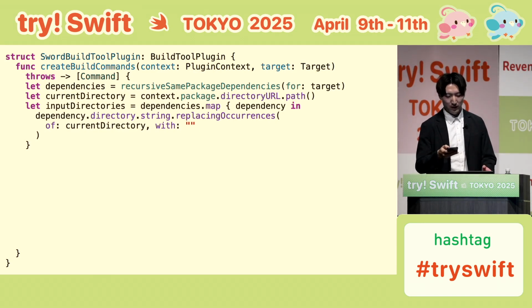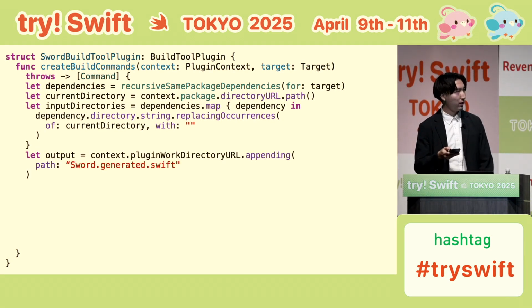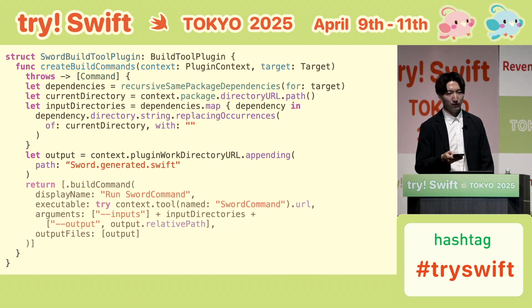We define the list of directories for the dependent modules as our input. Next, we append a suitable file name to the plugin work directory URL to determine our output path for the generated code. We pass these input and output paths as arguments to our executable target, delegating the code generation process.